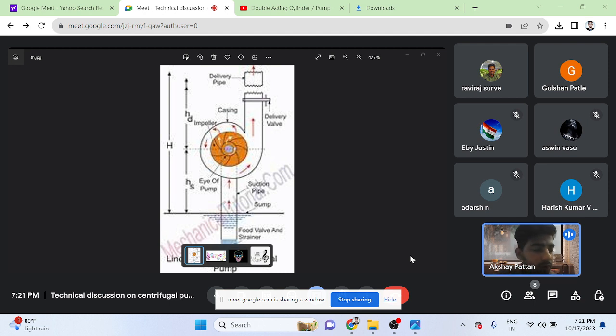So what is absolute vapor pressure, guys? What is vapor pressure? Vapor pressure is defined as the pressure required to boil a liquid at a given temperature. For example, what is the boiling temperature of water, guys? 100 degrees Celsius at 1 bar, right? So vapor pressure is 1 bar here.